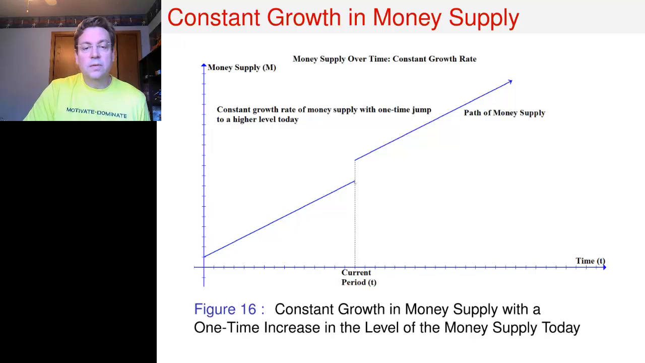This is an example of a path of money where it's growing at a constant rate over time. So this is the level of the money supply, this is time. It grows at a constant rate until time T. Then there's a jump in the level, and then it continues to grow at that old growth rate. So here there's no real change in the growth rate of the money supply. There's just a jump in the level, and the growth rate doesn't really change.